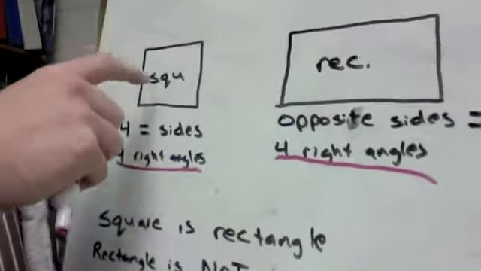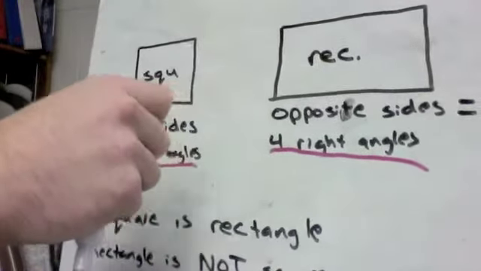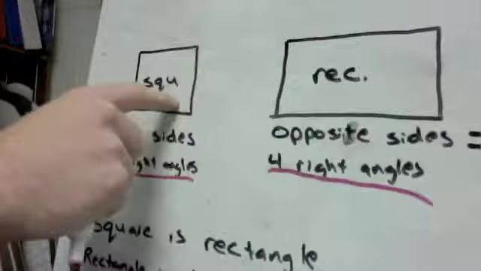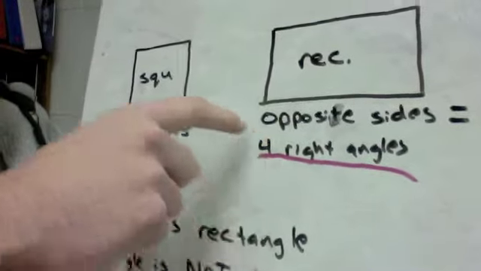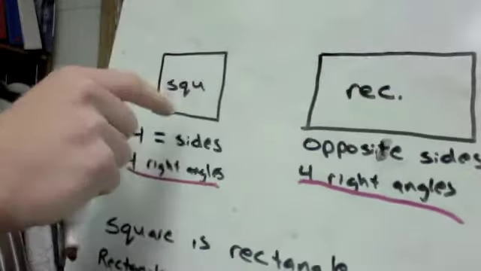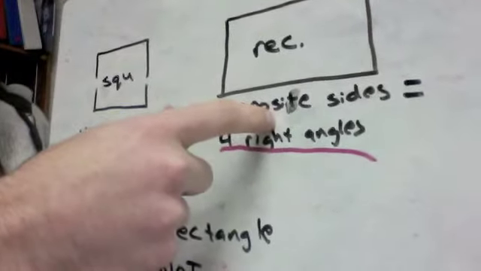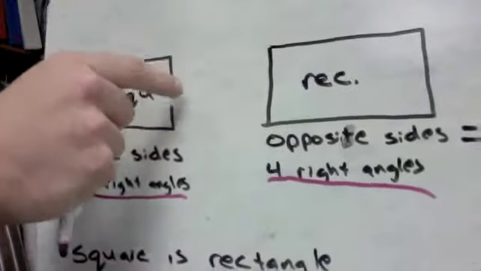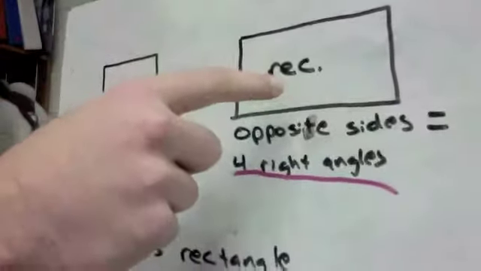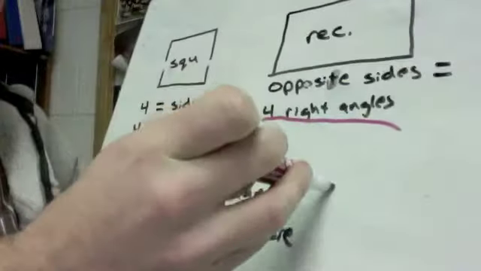Now we got to see if a square can fit into everything that a rectangle has to be. We know a square has 4 right angles. Does a square have opposite sides equal? Those are equal. Those are equal. So yes, it does have opposite sides equal. So no matter what your square looks like, it's going to be a rectangle because it falls into both of these categories. Okay, so that's a check.